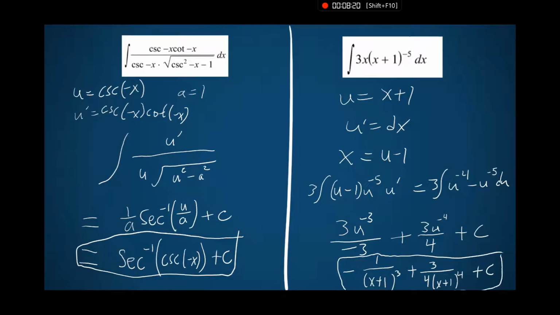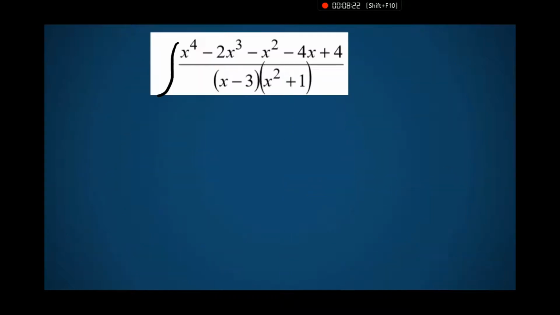Okay, that's good. And then last one for today, before we get to the FRQ. I want to integrate this improper fraction. What do I have to do? So I think we can simplify the denominator. Okay, if we multiply the denominator out, what's going to happen?